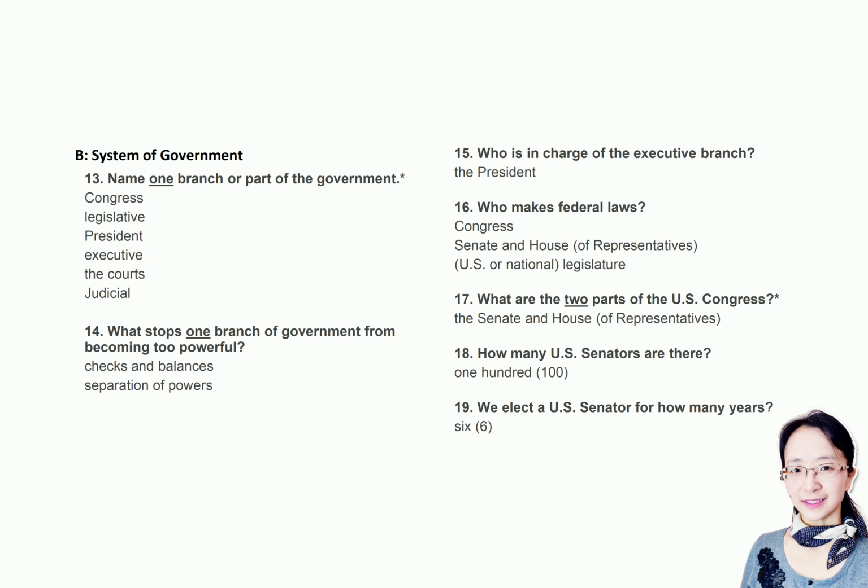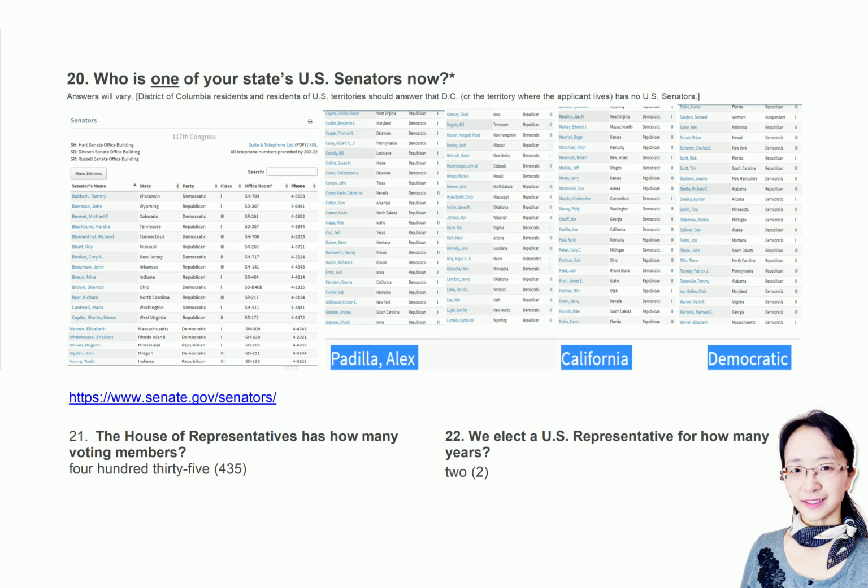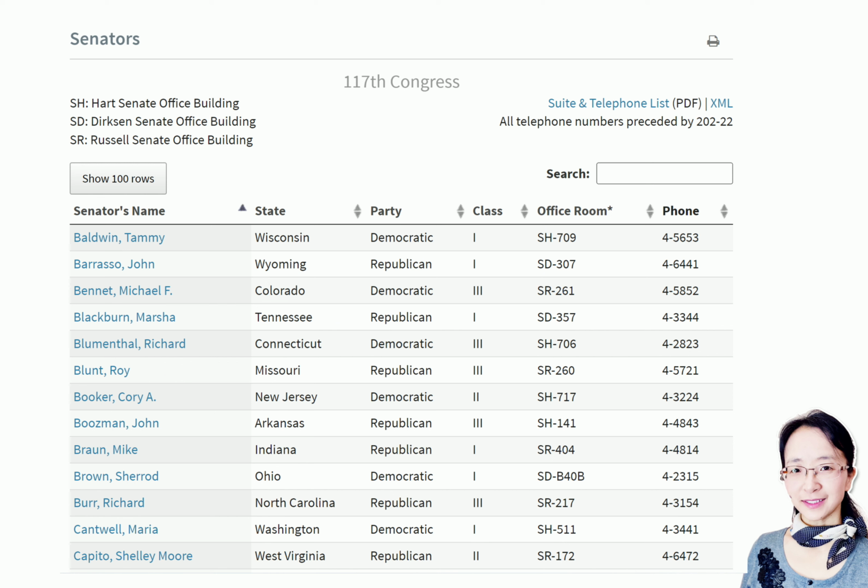Who makes federal laws? Congress. Senate and House of Representatives. U.S. or national legislature. What are the 2 parts of the U.S. Congress? The Senate and House of Representatives. How many U.S. senators are there? 100. We elect a U.S. senator for how many years? 6. Who is one of your state's U.S. senators now? Answers will vary.